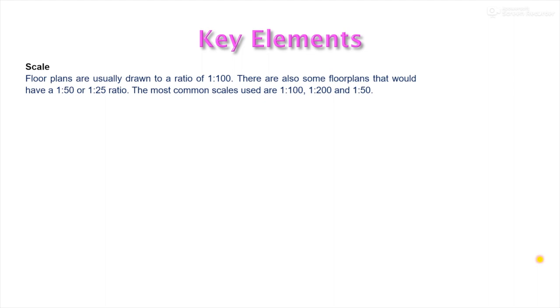Rather, we'll take some standard ratio, like 1:100, 1:50, 1:25. But it's not, say, 1:21. This type of ratio generally is not taken. And the most common ratios here are 1:100, 1:200, and 1:500.